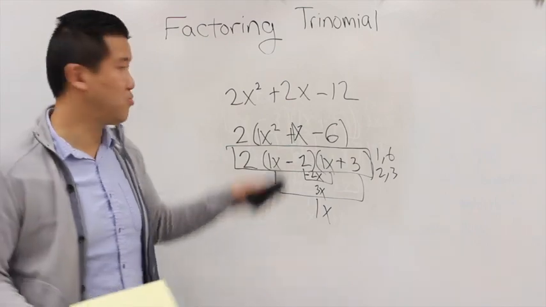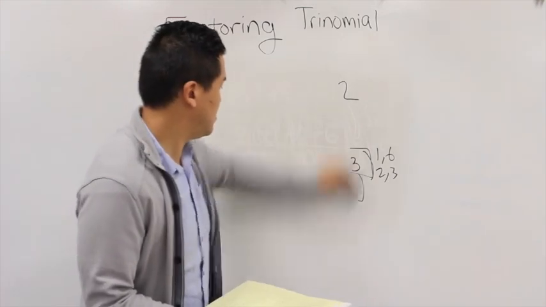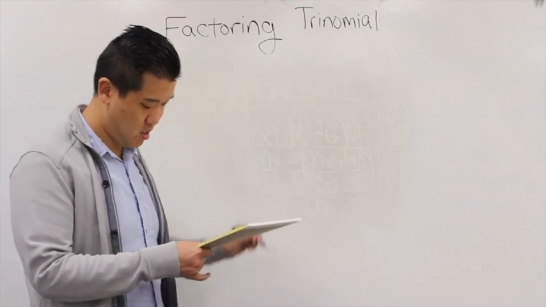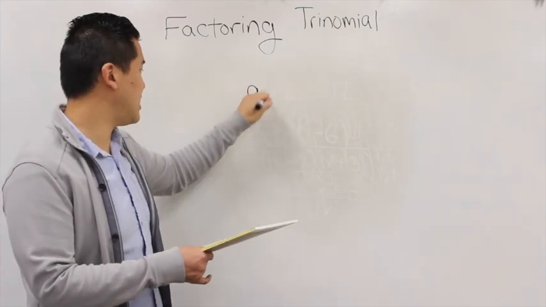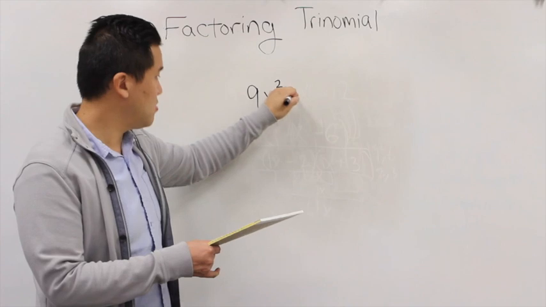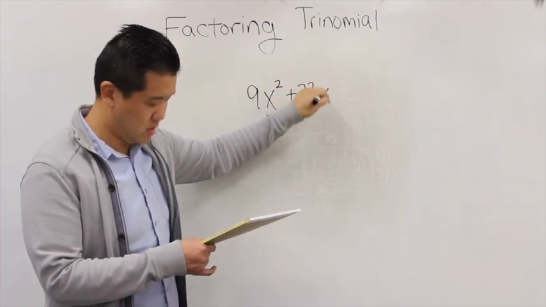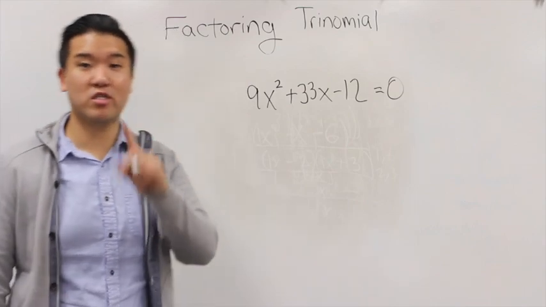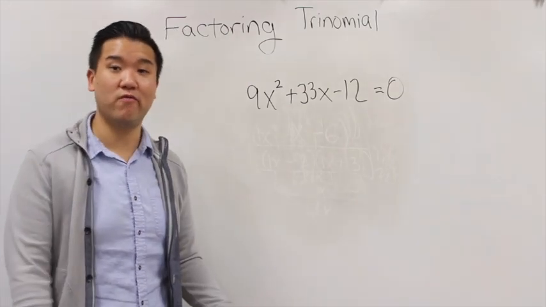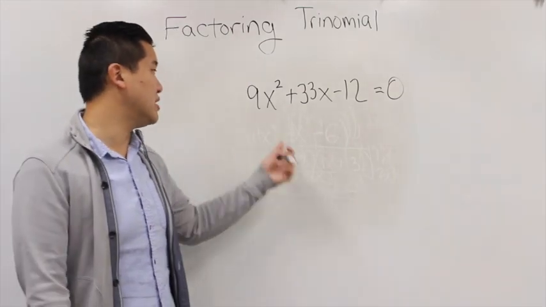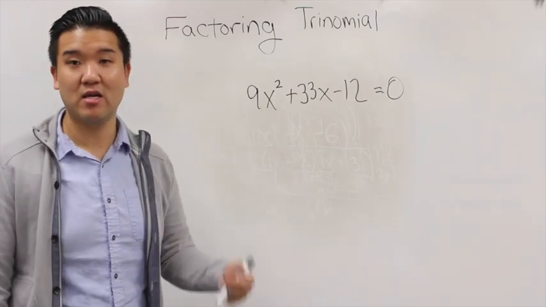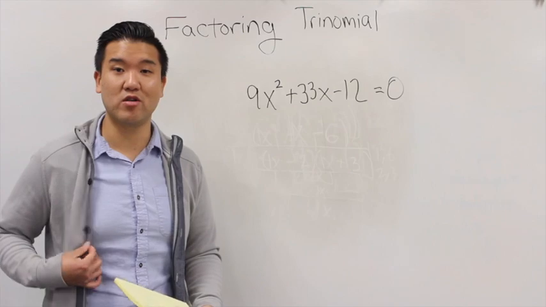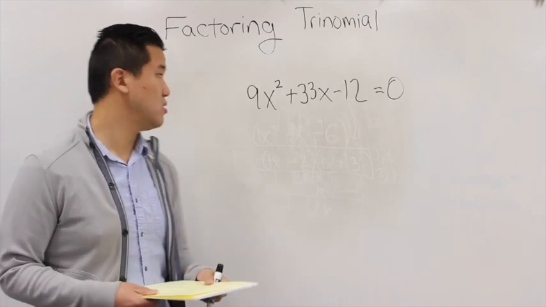Let's try our advanced problem now. Our last problem. Try your best on this. So you have 9x squared plus 33x minus 12. We're going to solve this guy. One more step: we just have to set him equal to 0 once you factor it. Try your best. Take out GCF if you can. Factor it if you can. And then set it equal to 0 once you're done. So I'm going to give you about 30 seconds to a minute. Go.